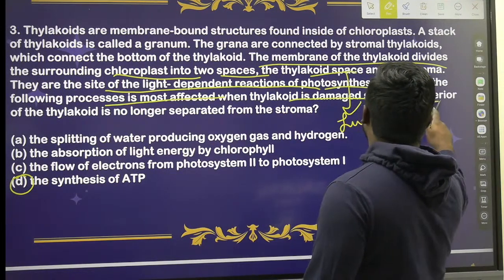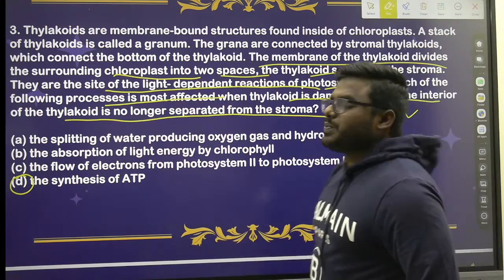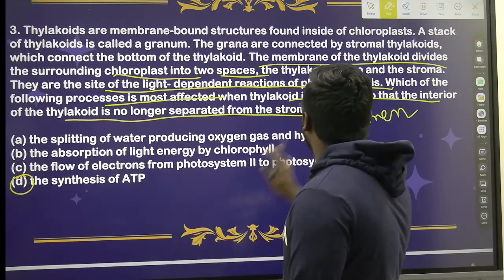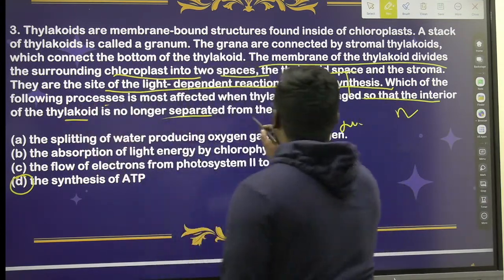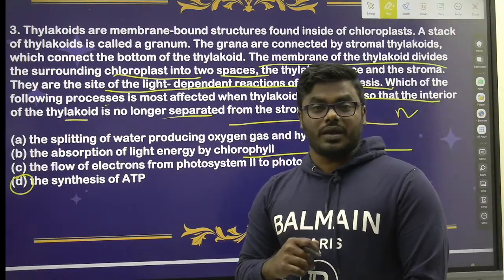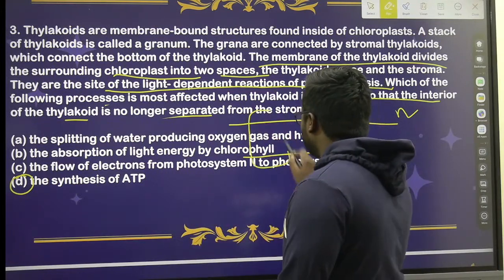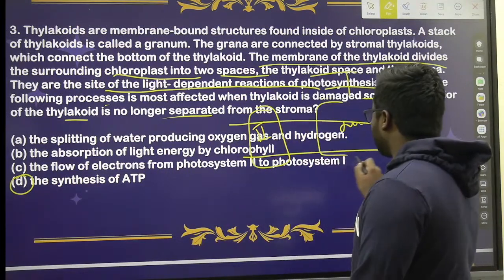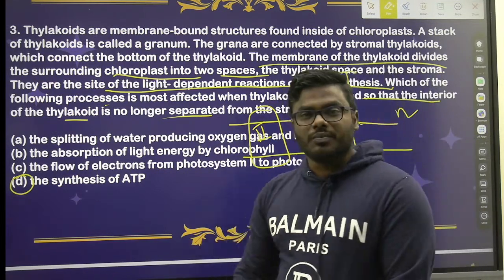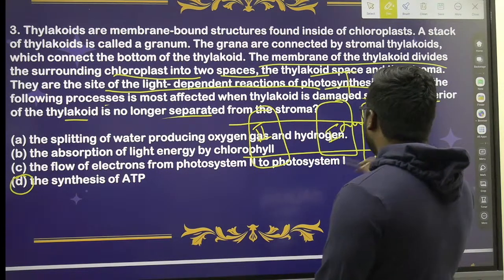When the thylakoid is damaged, the interior of the thylakoid is no longer separated from the stroma. Especially, friends, thylakoid means what? You know, right? Thylakoid membrane is the region. Imagine this is the thylakoid membrane. On the thylakoid membrane, what are present? Different types of electron acceptors are present. And most importantly, Photosystem 2 is present, Photosystem 1 is present, and several electron acceptors are present. Most importantly, the F0 F1 complex is also present.